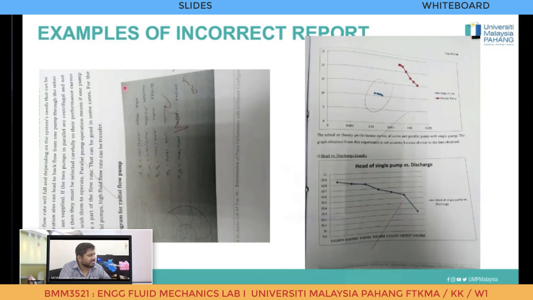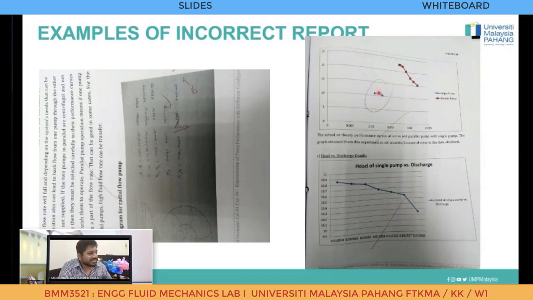Here you can see, it's okay, you can write with handwriting if something cannot be drawn, but at least it should be clear. This thing is not clear. I cannot read what's written here. So whatever you put in the report should be clearly visible to the lecturer.